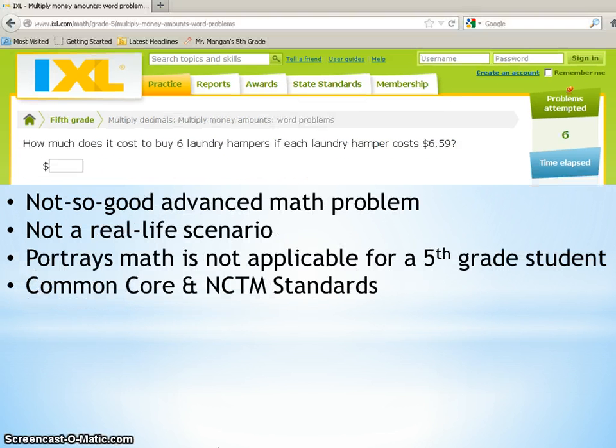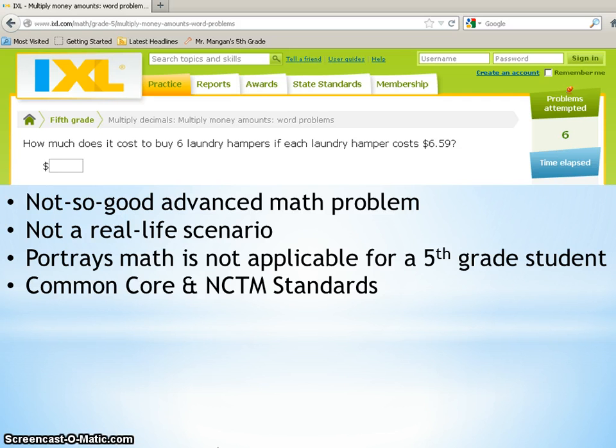This is the final question we will look at, and it's an example of a not so good advanced math problem that would fall in line with fifth graders. And once again, the reason why it is not so good is because it is not a real life scenario for a fifth grader. A fifth grader does not really care about, will not be presented with the problem of buying laundry hampers and figuring out the cost or anything like that.